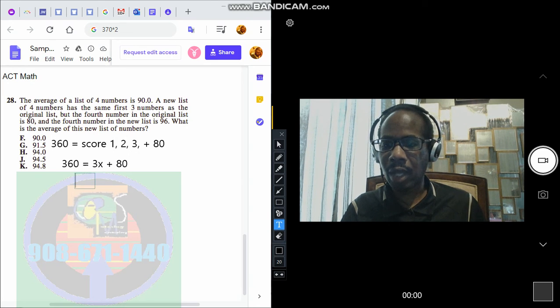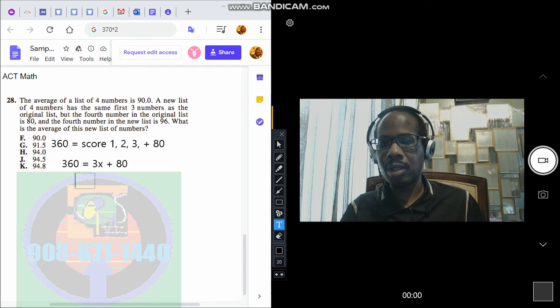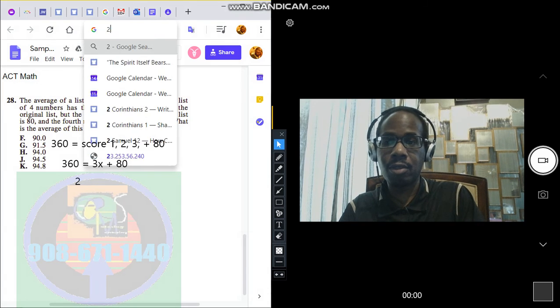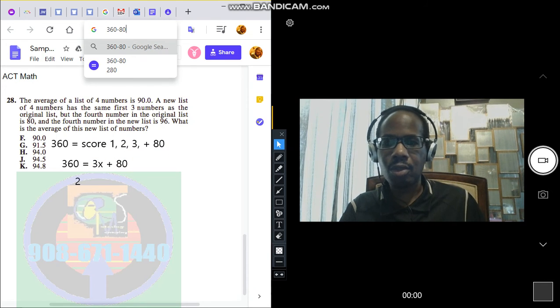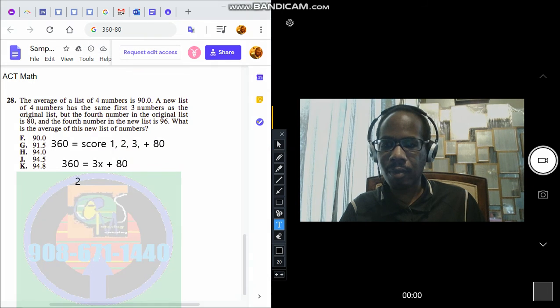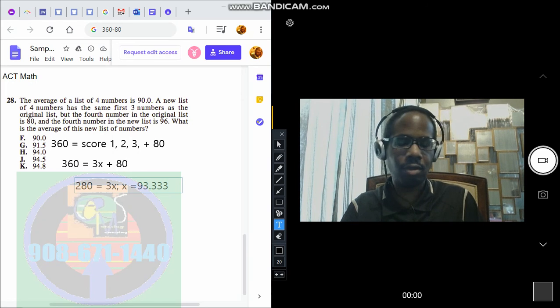So when we have that, we know that you minus 80 on both sides, and you put that in a calculator here. If they allow calculators, please use it. It's a lifesaver. And that would be 280. So 280, let's erase this here, 280 equals 3x. Now we simplify that. x equals 93.333, right? So 333 repeating, right?